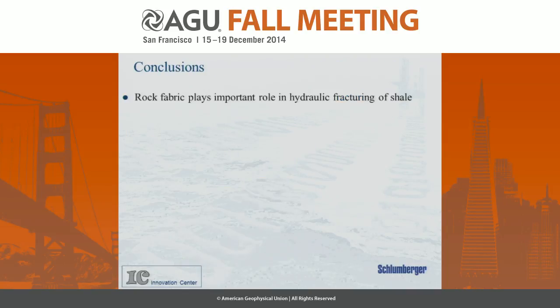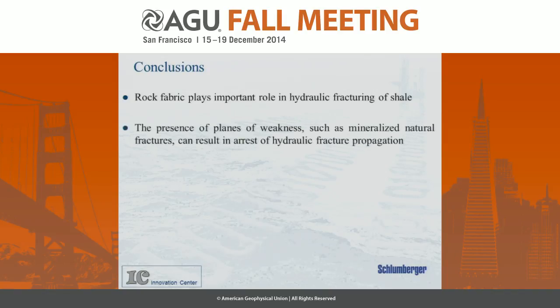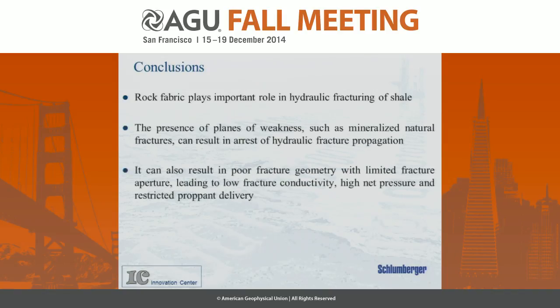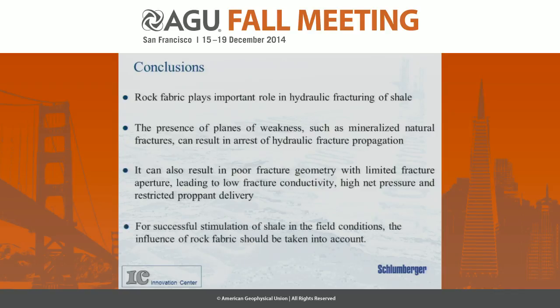And I would like to mention our conclusions: rock fabric plays an important role in hydraulic fracturing of shale. The presence of planes of weakness, such as mineralized natural fractures, can result in arrest of hydraulic fracture propagation. It can also result in poor fracture geometry with limited fracture aperture, leading to low fracture conductivity. And as we have evidence, it leads to high net pressure and restricted proppant delivery. And for successful stimulation of shales in field conditions, the rock fabric definitely should be taken into account. Thank you for your attention.